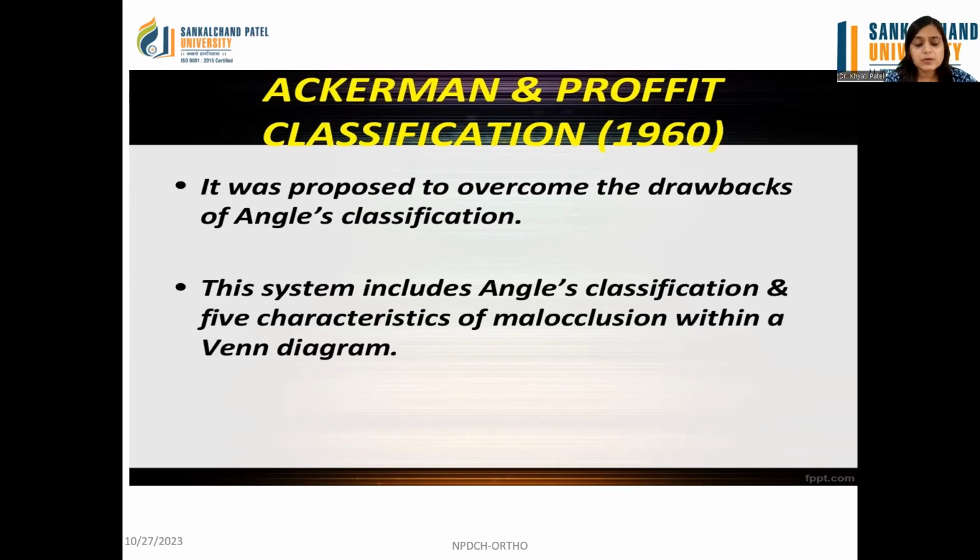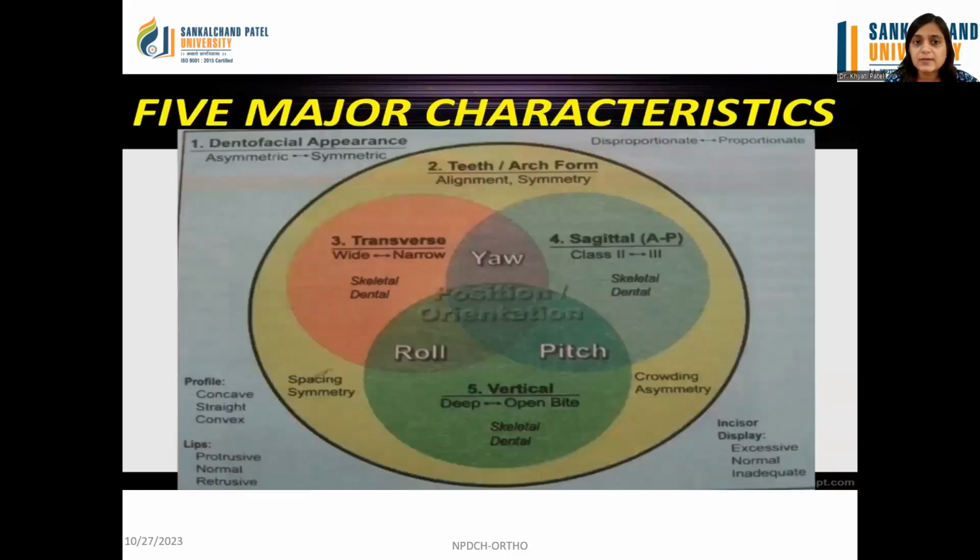Now, there is another classification called the Ackermann and Proffit classification, which was given in 1960. It was proposed to overcome the drawbacks of the Angle's classification. It is given as a Venn diagram, which includes the Angle's classification and other characteristics. Let's see the figure. This diagram is very important, and it describes the whole Ackermann-Proffit classification. You can see there are numbers 1, 2, 3, 4 and 5.